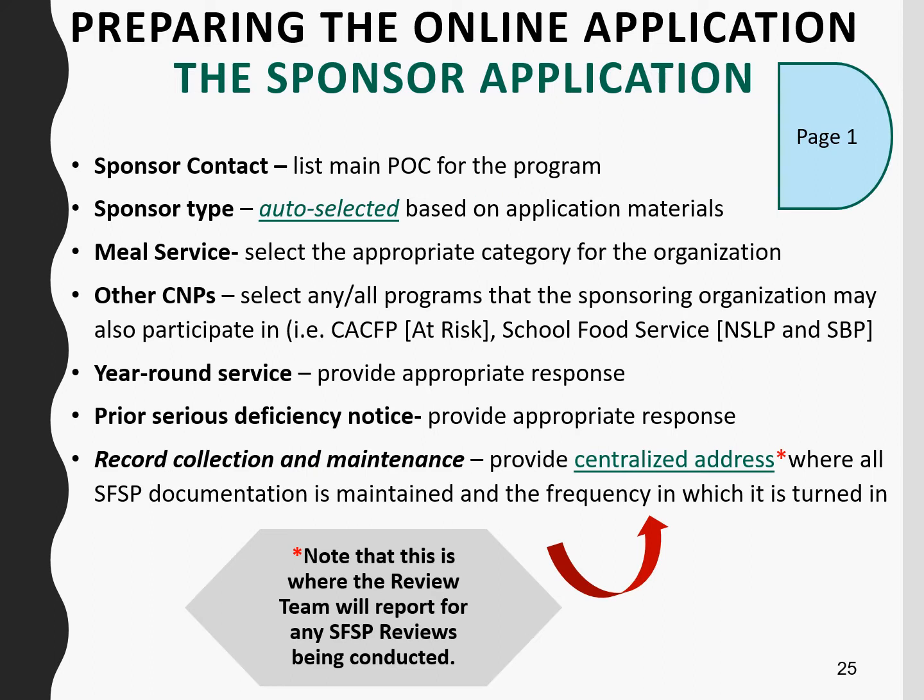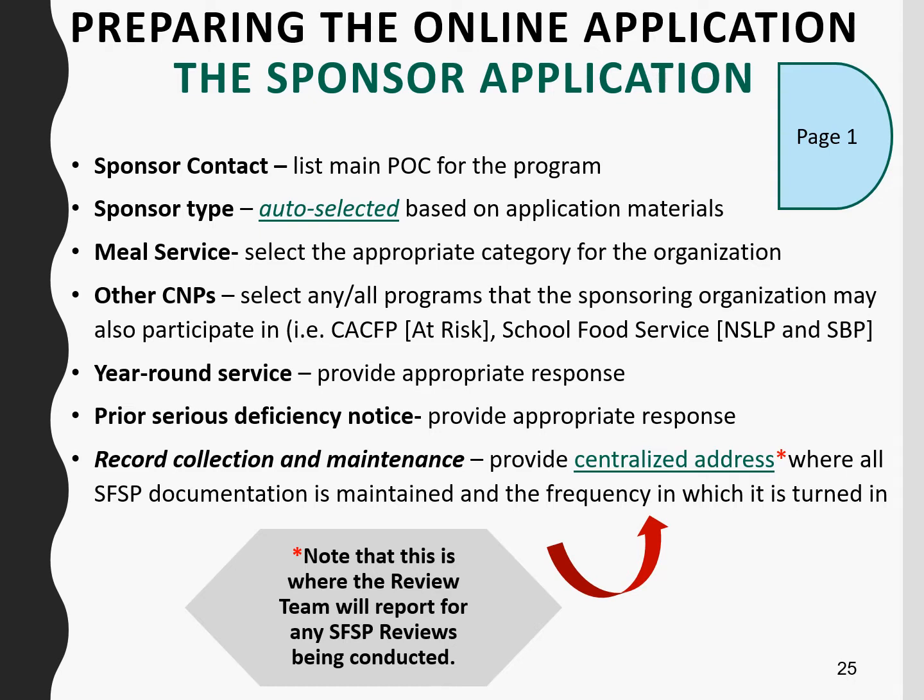The sponsor application. We have our sponsor contact. This is the main point of contact for the program. Our sponsor type, which is auto-selected based on the application materials. We have our meal service, where you will select the appropriate category for the organization. Other CMPs, select any or all programs that the sponsoring organization may also participate in, such as CACFP at-risk supper, school food service, such as NSLP or SBP.